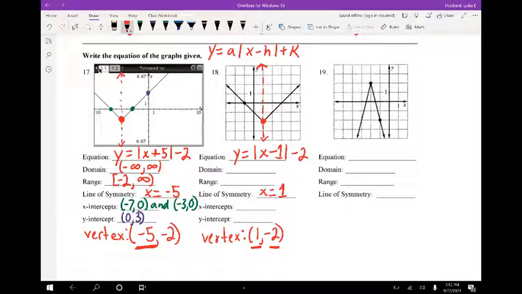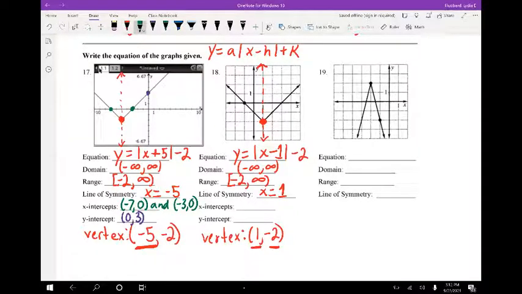Okay. Our domain, as always, is negative infinity to infinity for these absolute value graphs. Our range is bottom to top, so the lowest possible y value is a negative 2. And we use a bracket, and then it is going all the way as high as it could possibly go onto infinity.